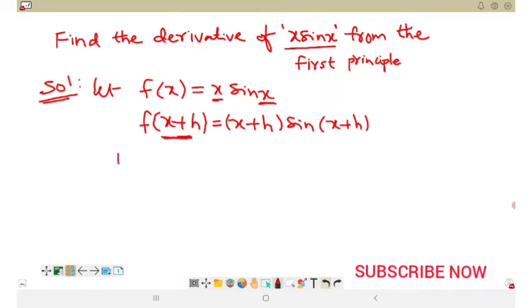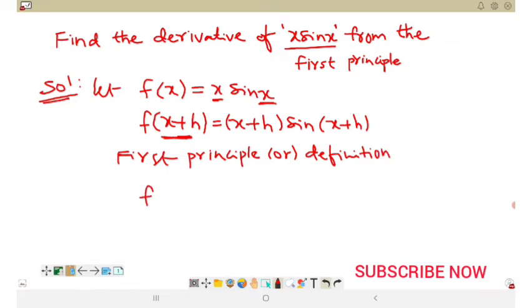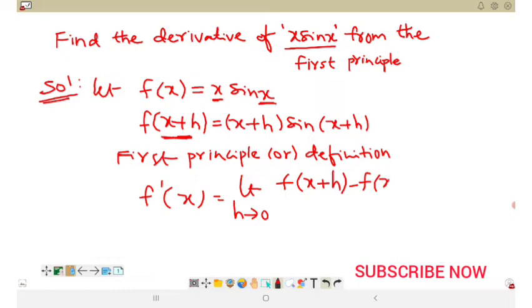The first principle or definition. So the formula is f dash of x equals limit h tends to 0, f of x plus h minus f of x by h. So this is the first principle.